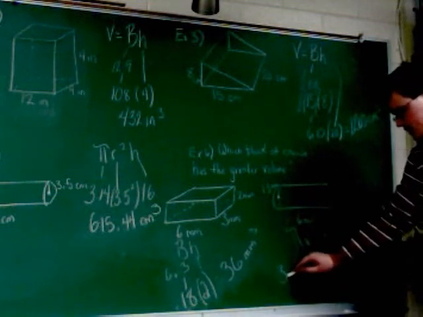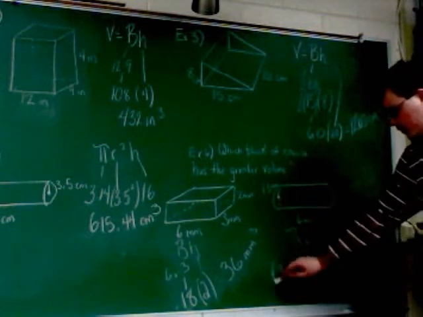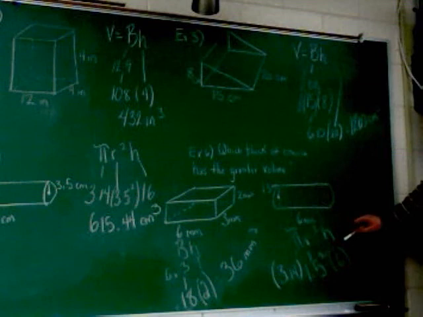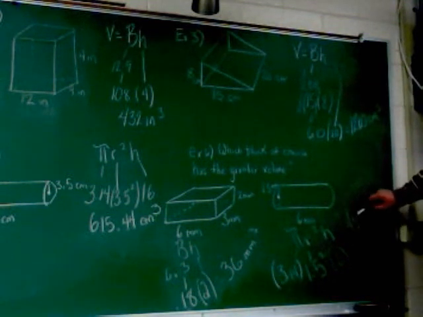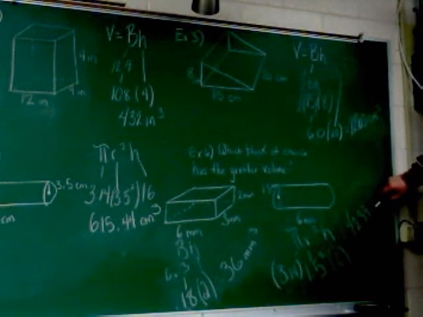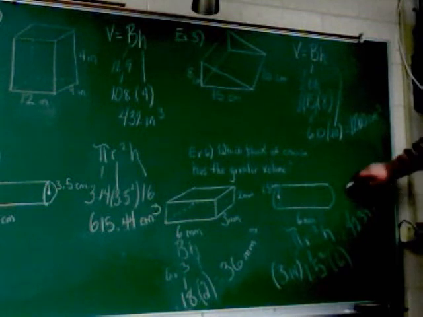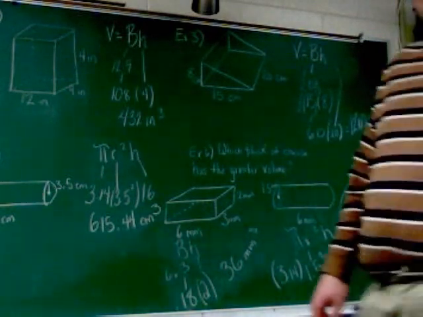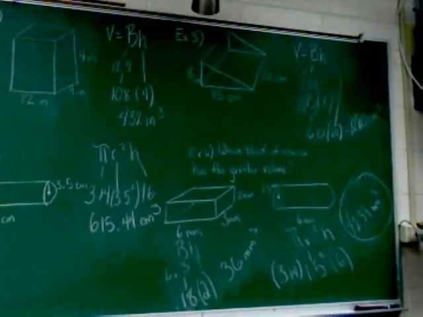And pi is still, of course, 3.14. So I've got 3.14 times 1.5 squared times 6, which is the same as 3.14 times 2.25 times 6, which is 42.39 millimeters cubed, which of course means the cylinder has a greater volume as that's the larger number.